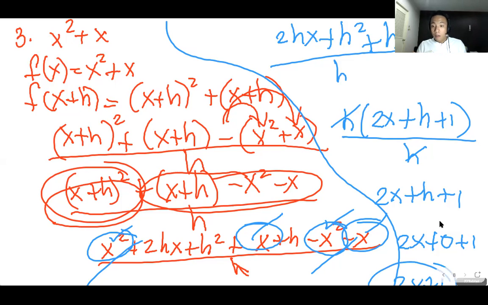So this will be the derivative of x squared plus x. We have 2x plus 1. Okay, nakikita ba dito? 2x plus 1. Ayan, para makita sa ilalim. So that will be the example number 3. Okay? Got it? Okay, isa pa.